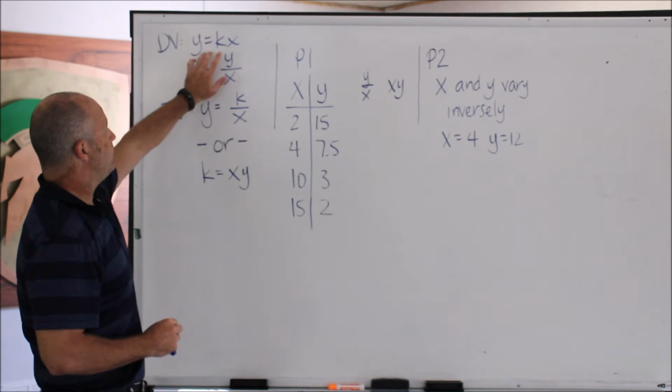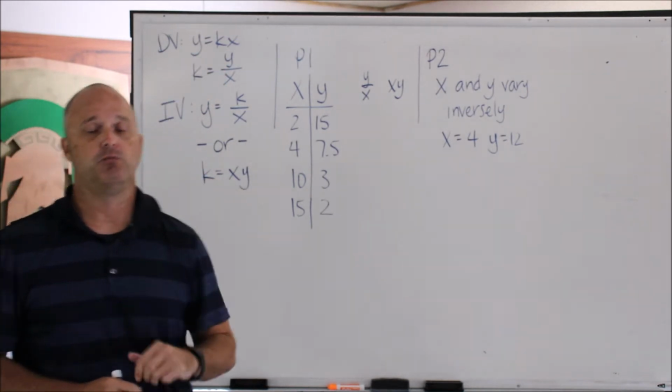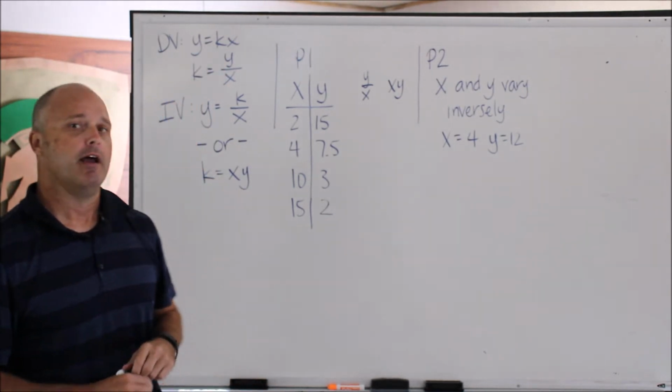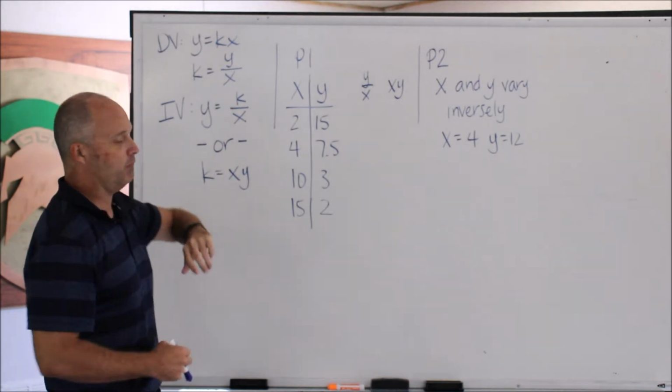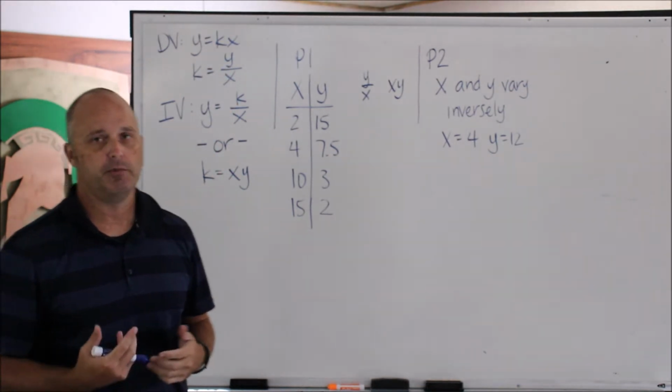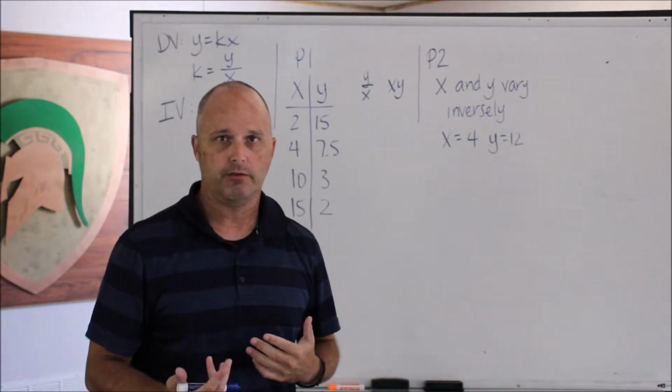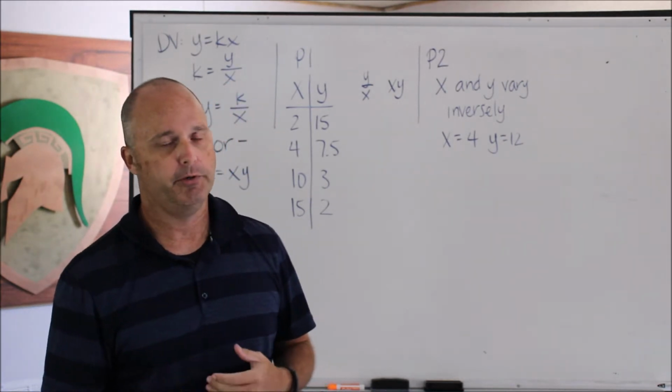Direct variation has a formula associated with it, which is y equals kx. Now we can also change y equals kx to be k equals y over x as well, and that helps us to determine if we have direct variation relationships between ordered pairs.